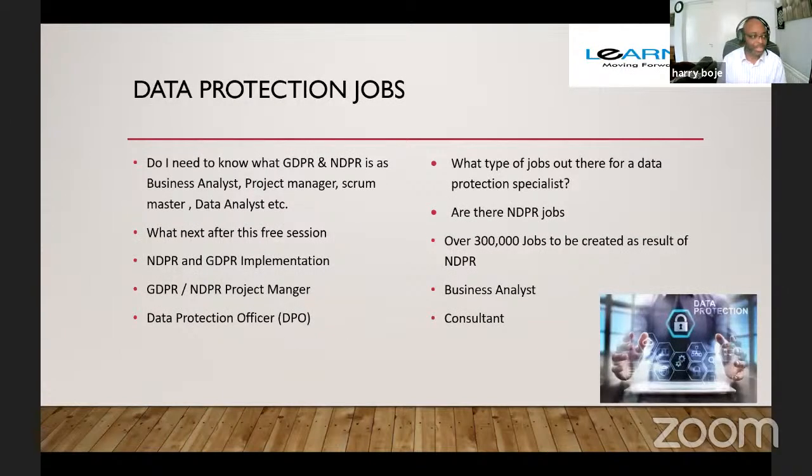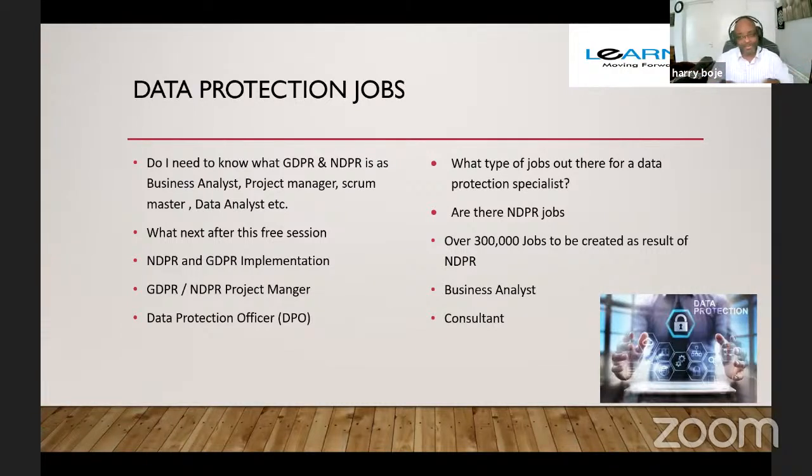In the data protection and privacy field, these are some of the data protection jobs that are out there. Again, the question is, do I need to know what GDPR and NDPR are? There are going to be a lot of jobs coming up, like I've said earlier. It created a lot of jobs here in the UK. Back then when GDPR started, they envisaged that it was going to create 75,000 data protection jobs.